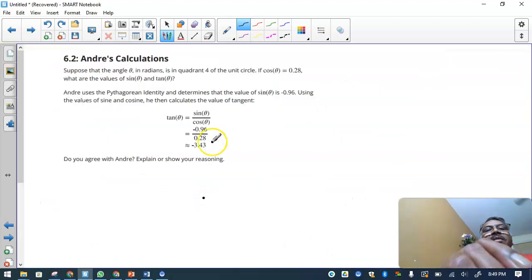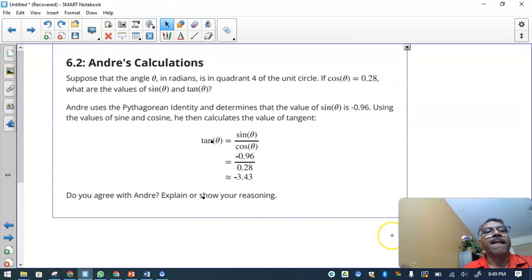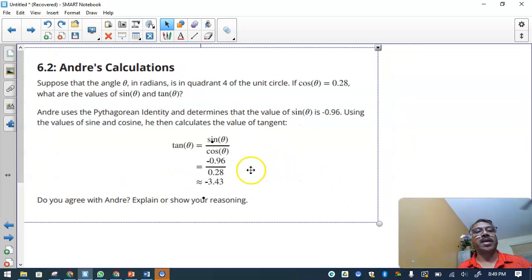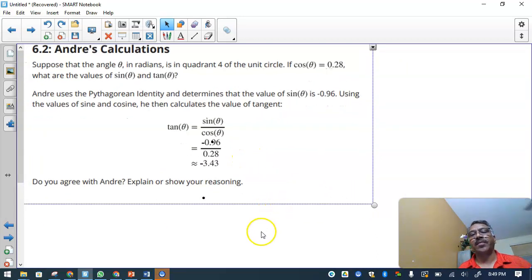In this question, they're asking us, let's make it bigger. Suppose that the angle in radians is in the fourth quadrant of the unit circle, and the cosine of the angle is given. What is the value of sine theta? A student named Andre used the Pythagorean identity and finds that sine theta is this. I want you to stop the video for a while and see if you can understand this. Now you are supposed to explain what he did. Whatever Andre did, we need to write down.